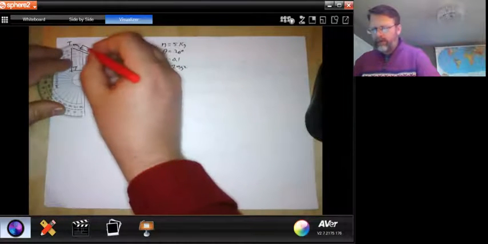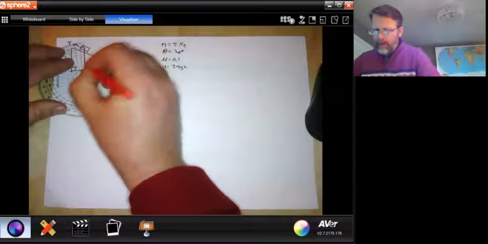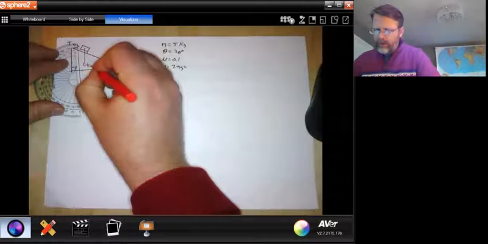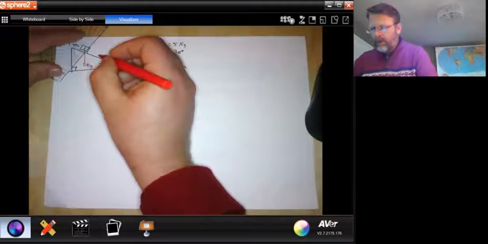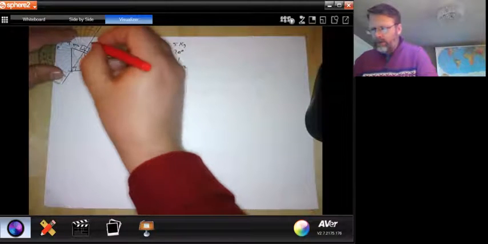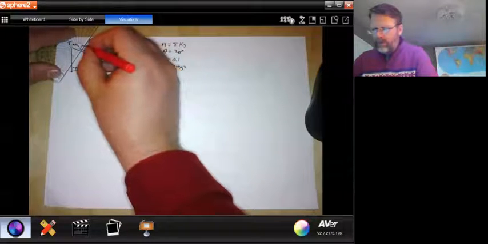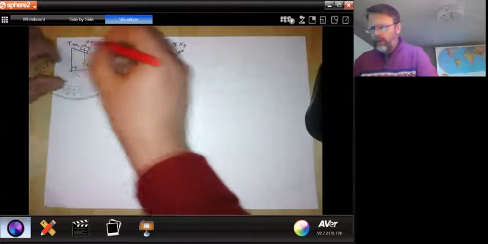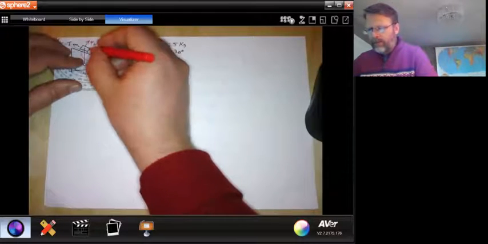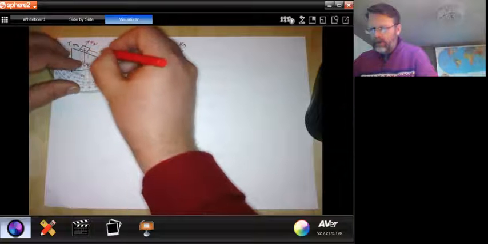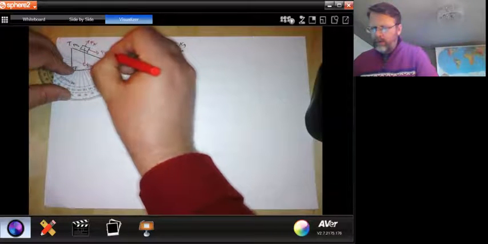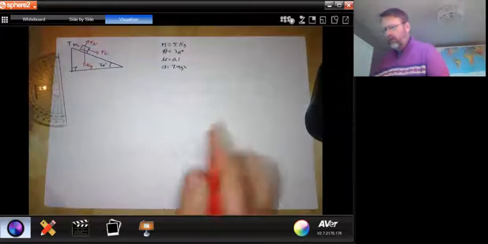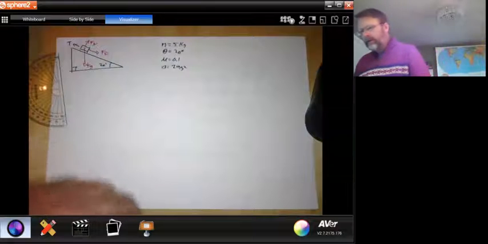So we're going to have force of gravity going down. Perpendicular to the surface is going to be my force normal. Opposing motion and parallel to the surface is going to be my force of friction. So there is my diagram.